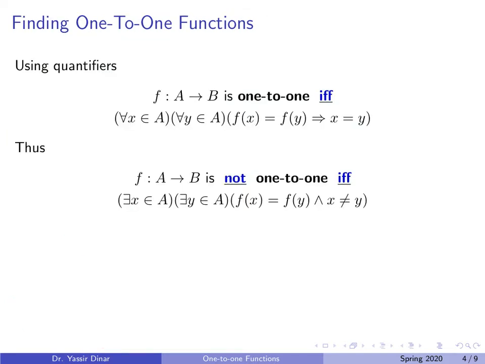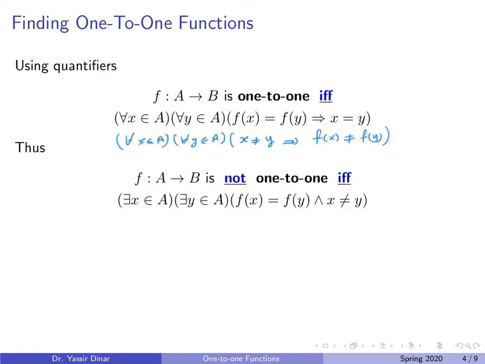Now, before we go to infinite functions, we want to use quantifiers to understand the definition of one-to-one functions. From the definition, we see that the function f from a set A to a set B is one-to-one if and only if for every x in the set A and for every y in the set A, if f of x is equal to f of y, then x is equal to y.